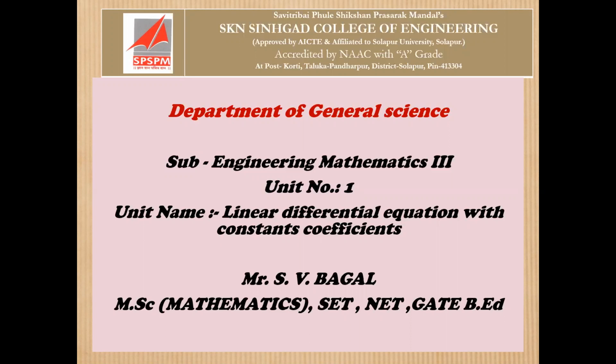Case number 1, we can recall: if the roots are real and distinct, that time how to find the complementary function. Case number 2, if the roots are real and repeated. Case number 3, if the roots are complex conjugate. Suppose the roots of that auxiliary equation are alpha plus minus i beta. Corresponding to this root, the complementary function is given by e raised to alpha x into brackets c1 cos beta x plus c2 sin beta x.